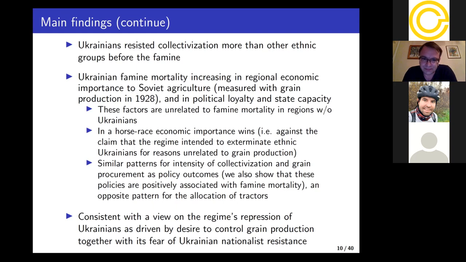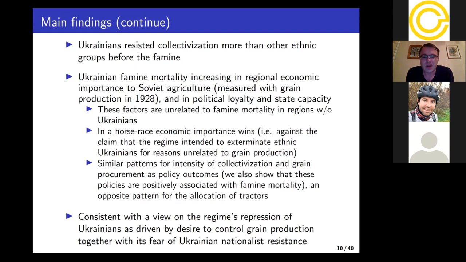Next, we find similar patterns for intensity of collectivization and grain procurement as policy outcomes. So instead of famine mortality, we have grain procurement and collectivization measures as dependent variables, as policy outcomes. We also show that these policies are positively associated with famine mortality, but this is probably common knowledge, so it's not a big surprise. But these policies were more heavily implemented in ethnic Ukrainian regions.